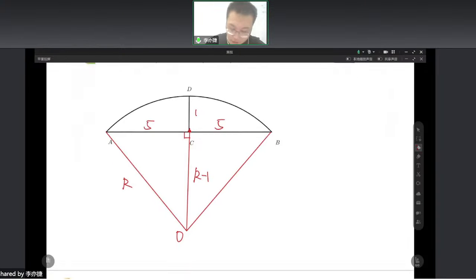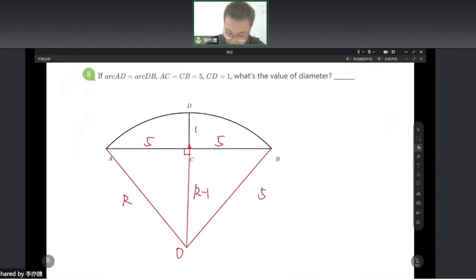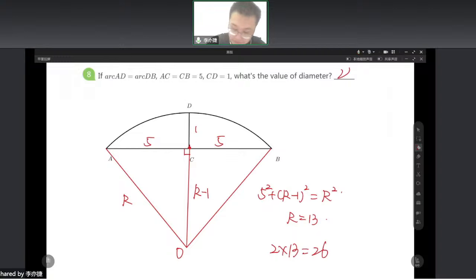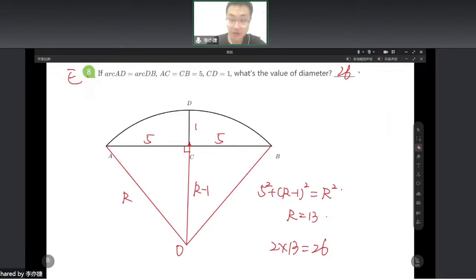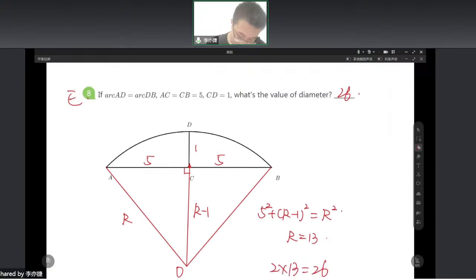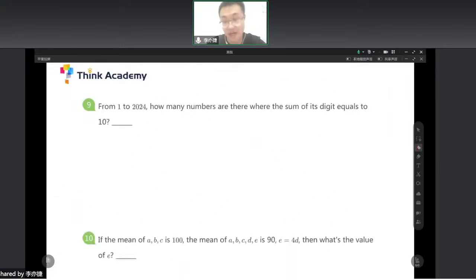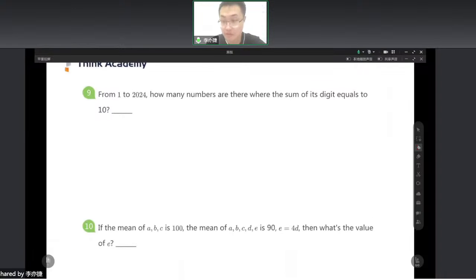In this right angle triangle, we see that 5 squared plus (R minus 1) squared equals R squared. So it's 5, 12, and 13. So R equals 13. For the diameter, it's 2 times 13, which is 26. Easy question. Okay, we skip easy questions quickly. Question 9. Maybe a normal question.